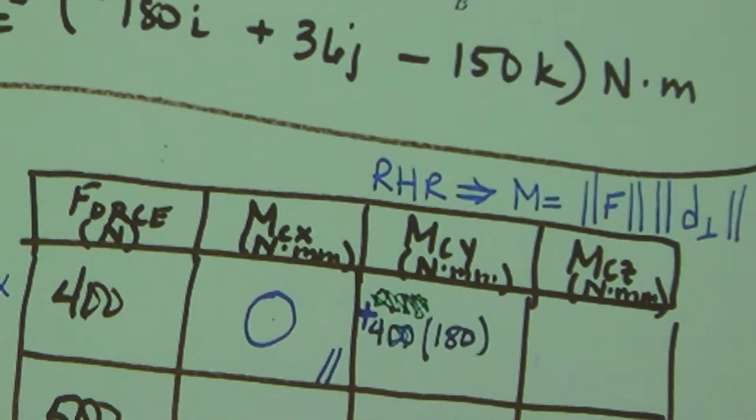Okay, Sarah, next one. We're looking at the 400 Newton force. We're trying to find the moment about the z. So what is the perpendicular distance between that 400 force and the z? Okay, let's try again. The 400 is in the x. We're trying to find the moment about the z, so the distance has to be in the y.